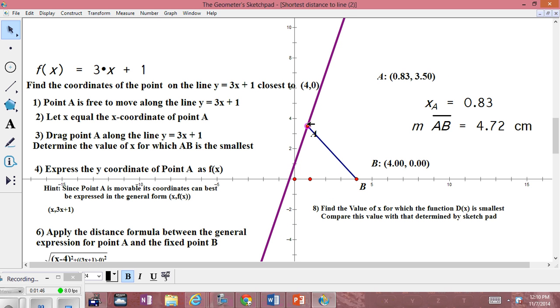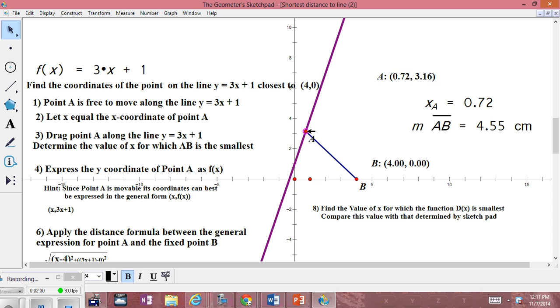It is a distance problem, so it's going to entail the distance formula. And it's going to involve a quadratic; it's going to be a quasi-quadratic function, as we'll see. So this is instructing us on what we can do. We can drag point A, and we want to find the distance as a function of the x coordinate of this point A. So determining the value of x for which AB is at its smallest is the task at hand. Here's a little hint: express the y coordinate of point A as a function of x.